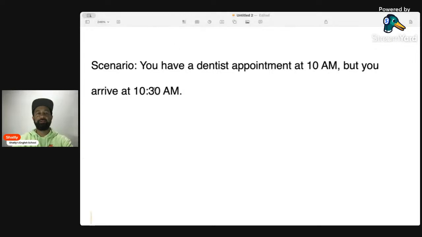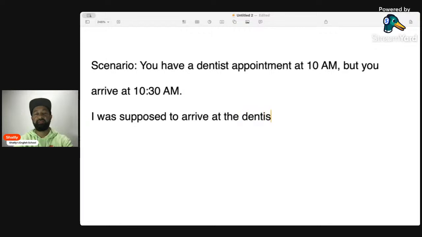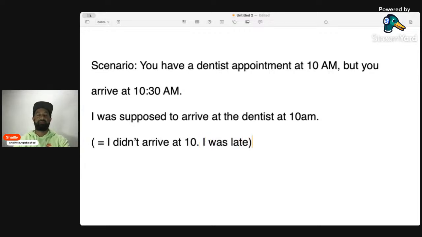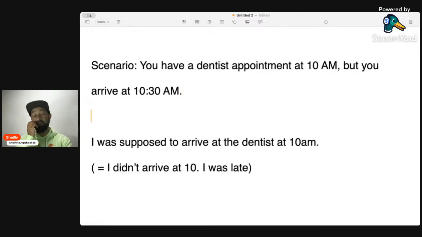And let's make the subject for this one maybe I. I was supposed to arrive at the dentist at 10 a.m. Okay, what does this mean? This equals I didn't arrive at 10. Okay, I was late. So I was supposed to arrive at 10. That means I was late. I didn't arrive at 10.